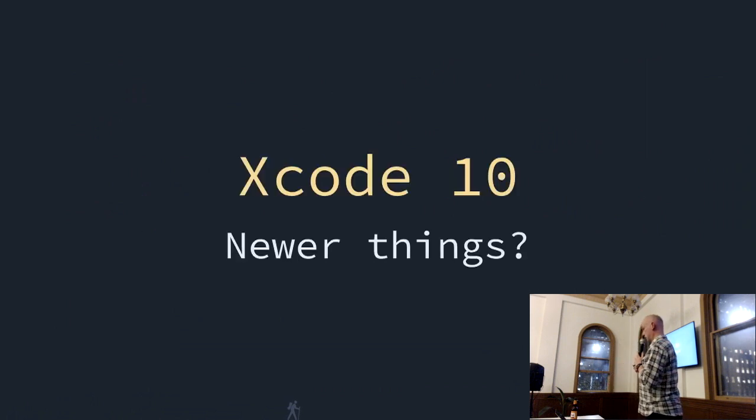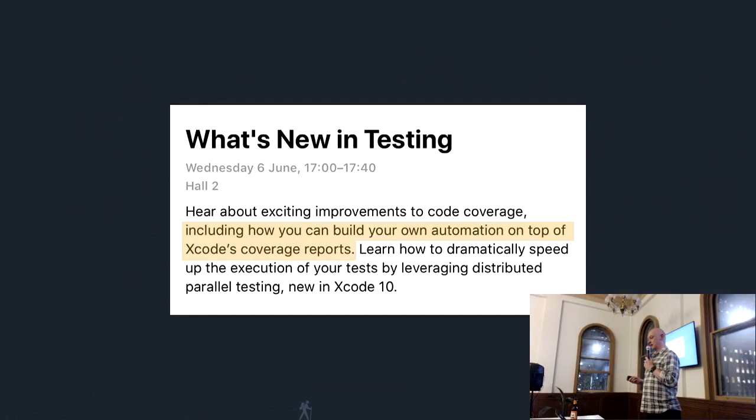And as Jesse was saying earlier, obviously we had WWDC last week. So Xcode 10 possibly gave us some new things. I got really excited when I saw this. Well, you know, a little bit excited. You can build your own automation on top of Xcode coverage reports, according to this talk at WWDC. But there was nothing in the talk that was like that. So I'm not really sure what that was referring to. And so I pinged Chris Miles and said, do you know what's going on here? He hadn't heard of anything either, so I don't really know where that came from.